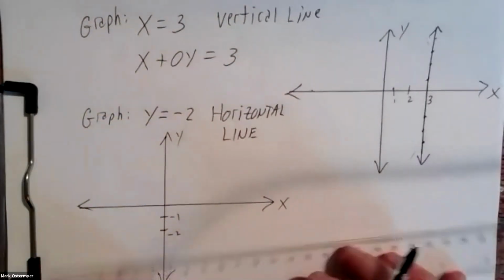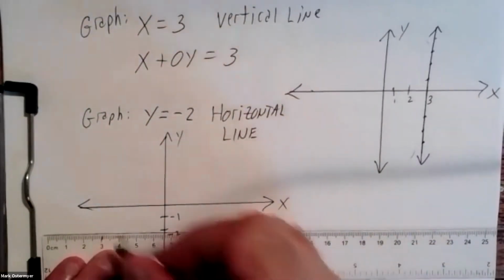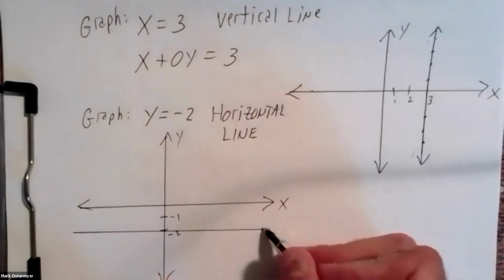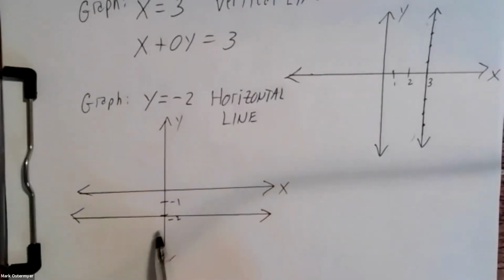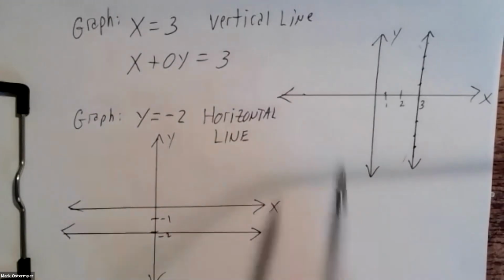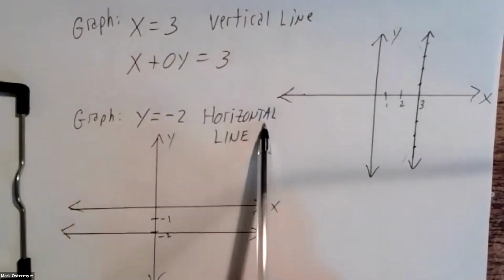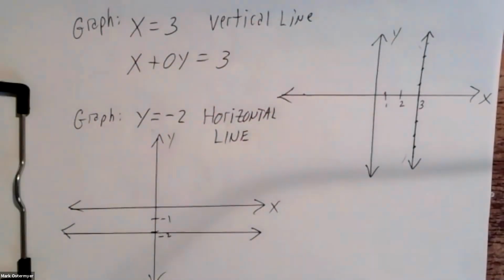At -2. So this graph of y equals -2 is going to be this horizontal line that goes through the y-axis at -2. That would be the graph of y equals -2. It's just a horizontal line. So we got two extreme cases here: vertical line, horizontal line. Any questions about those?